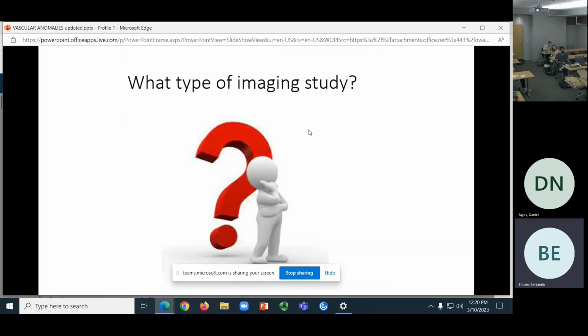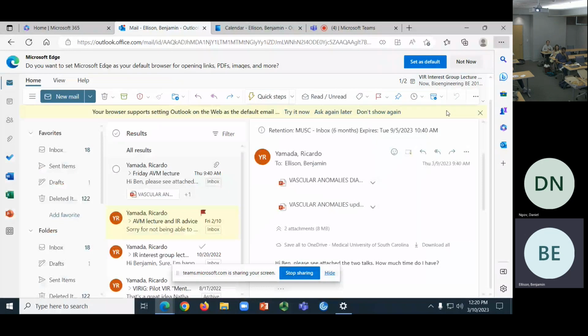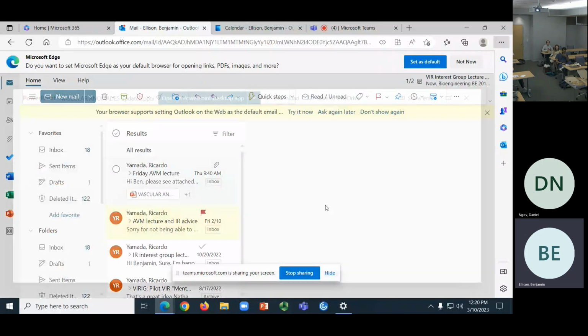This is too much in the details. I'm gonna switch for the other talk here. So, any questions about overall vascular malformations and vascular tumors?